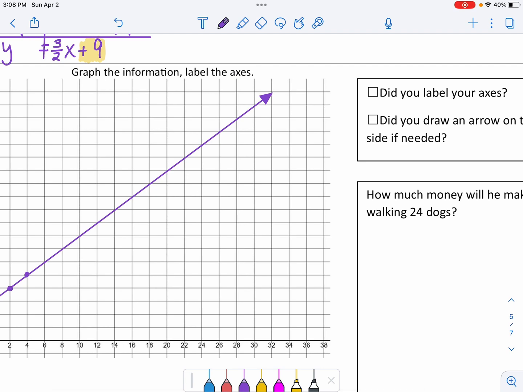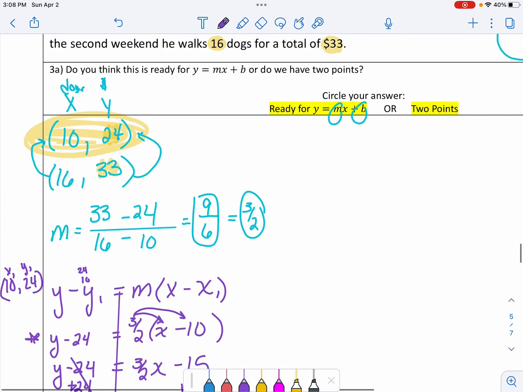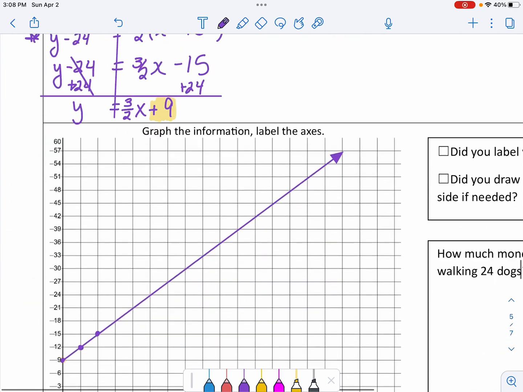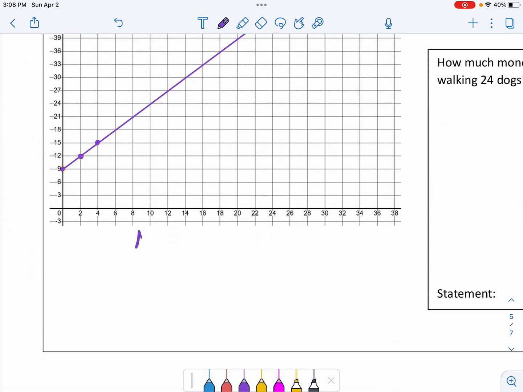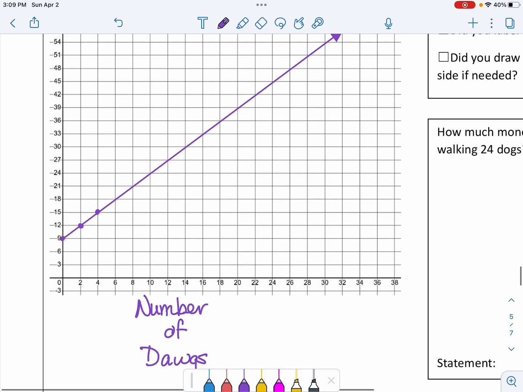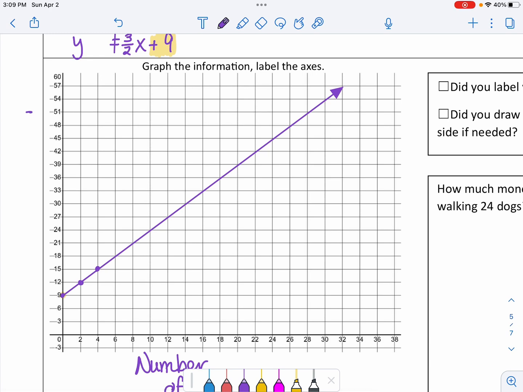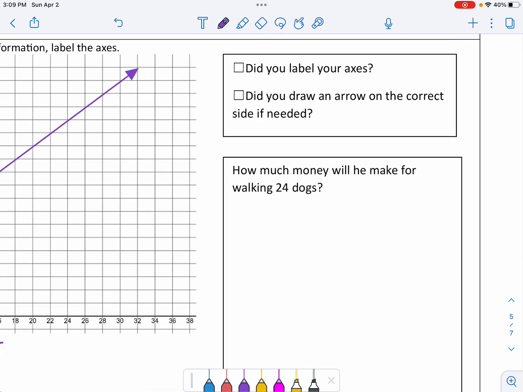Oh, I definitely did not. Do you remember what x stood for? The number of dogs. Good. So here's what we're going to do. We're going to write number, but we're not going to write a number symbol because kids only know that as hashtag now, I learned. So we're just going to write number of dogs. And what does the y-axis show? Money made. How about that instead of just money? Okay. Did we label our axes? Yes. Did we draw an arrowhead on the correct side? Yes.